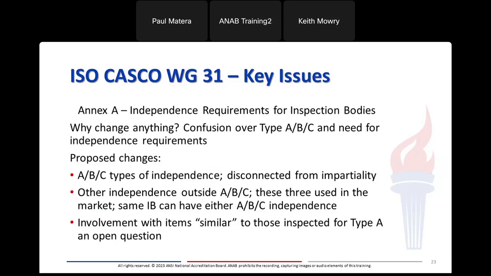All right, and when we get down to Annex A, let's see here. Trying to give you some specifics out there.